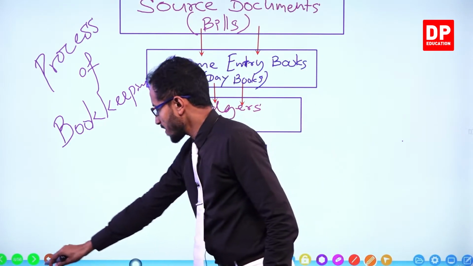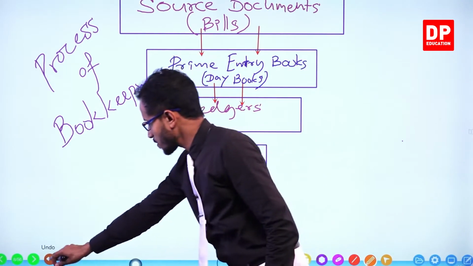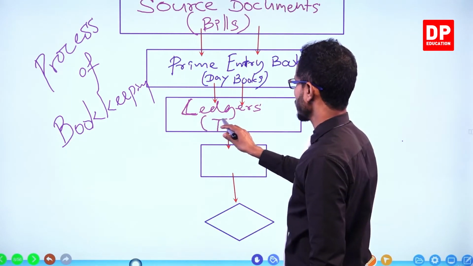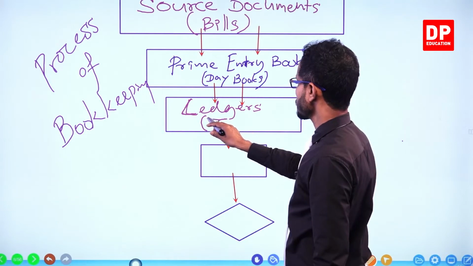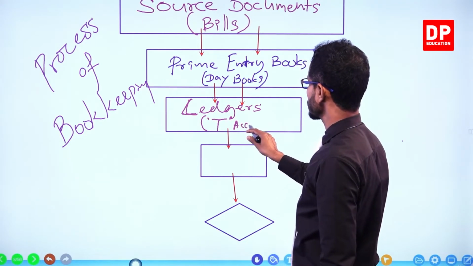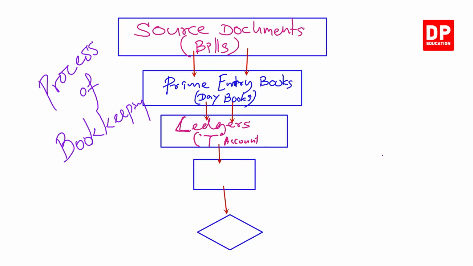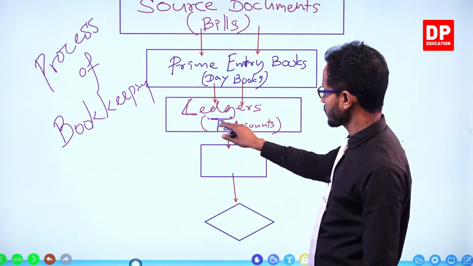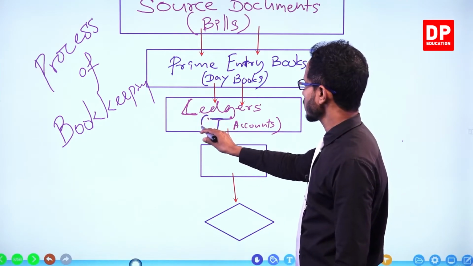That is the casual, commonly used name, T accounts. We call them T accounts, yeah? T accounts. T, okay? We call them T accounts.